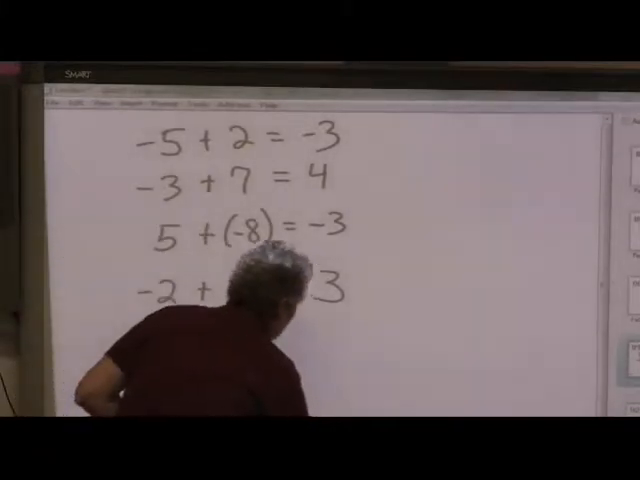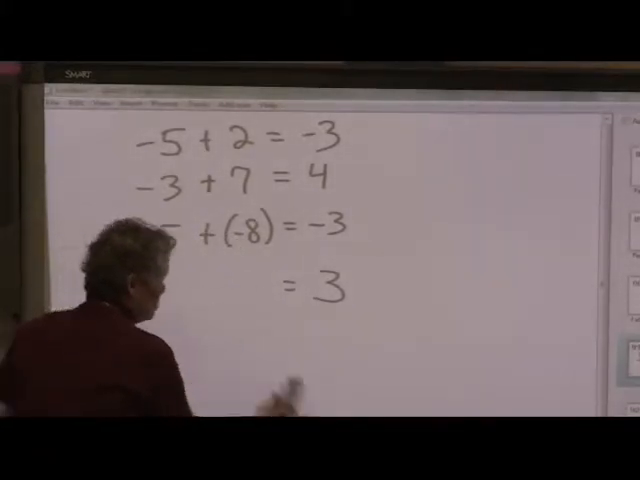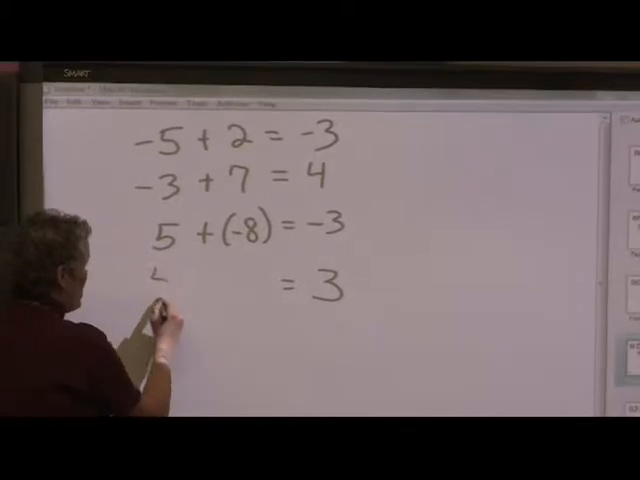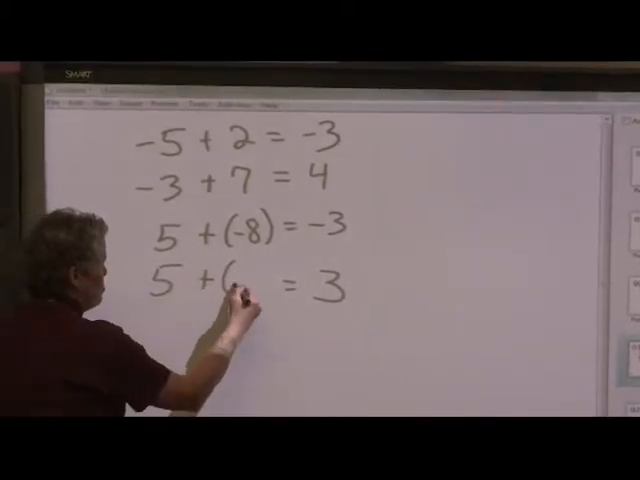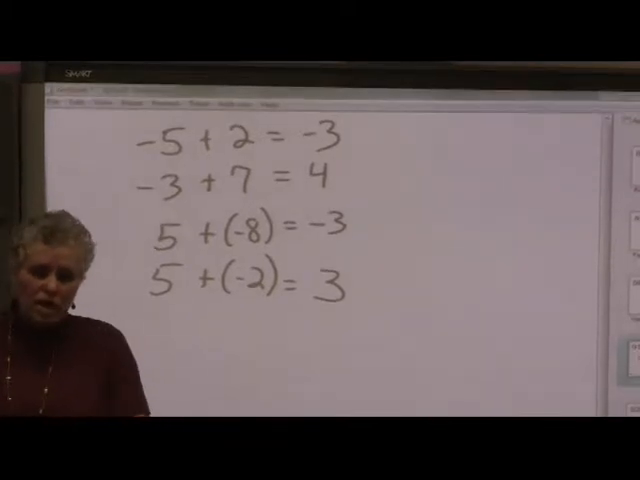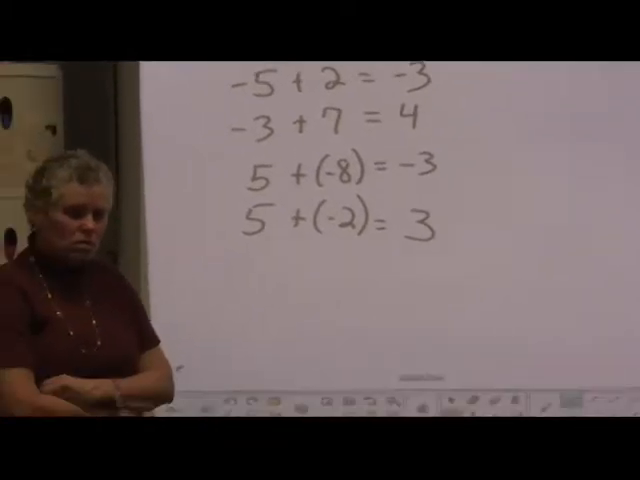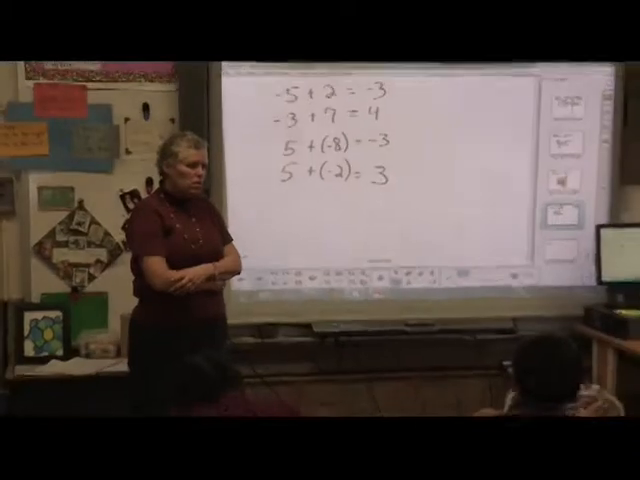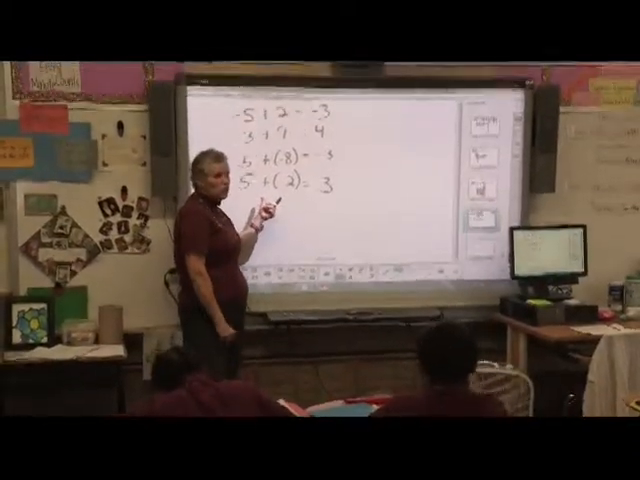Actually, I want to change this to say 5 plus negative 2. Could you guys quickly tell me, is that going to be the same answer? 5 plus negative 2 is 3. Yes, it is, because the commutative property of addition says order doesn't matter, right?